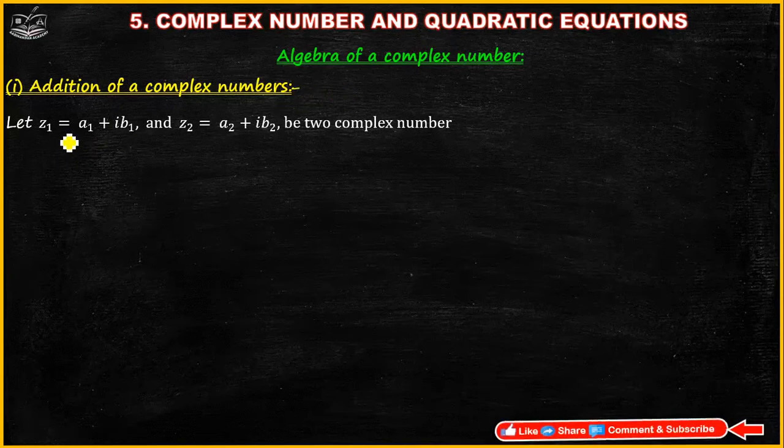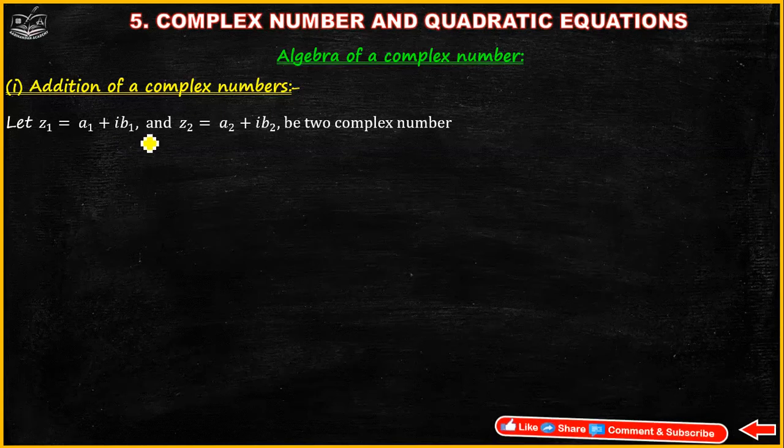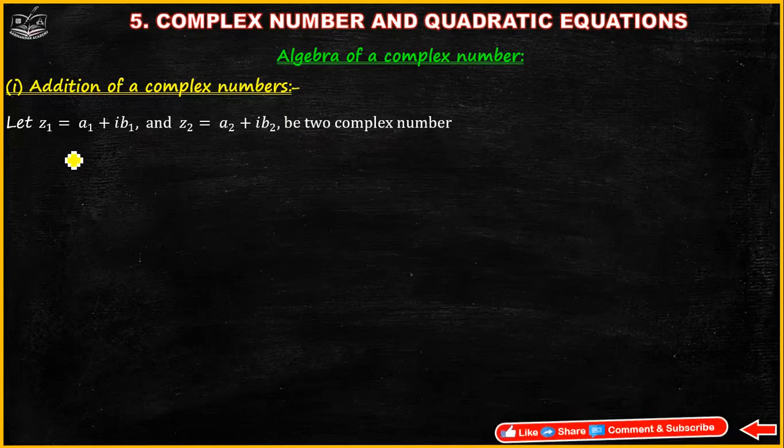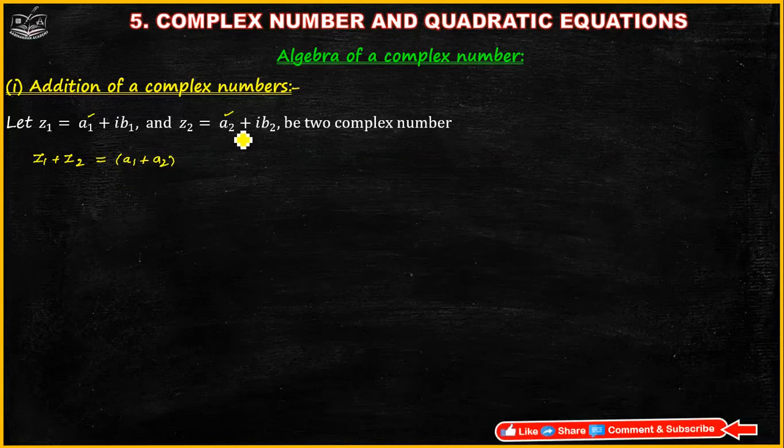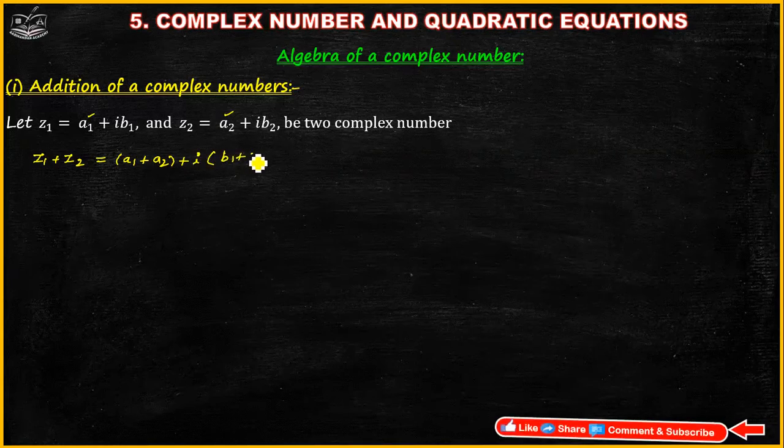Here, z1 is equal to a1 plus i b1. Next, z2 is equal to a2 plus i b2. These are two complex numbers. How do we add them? Add the real parts and add the imaginary parts. The real part is a1 plus a2, plus i into the imaginary part, b1 plus b2. Add the real parts fully and add only the imaginary parts. That is the meaning of addition of two complex numbers.